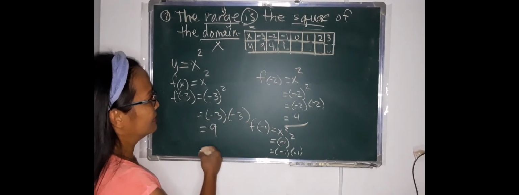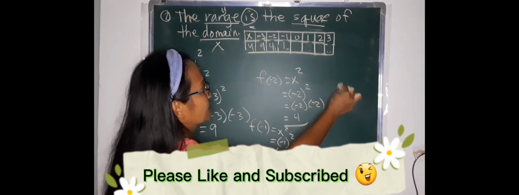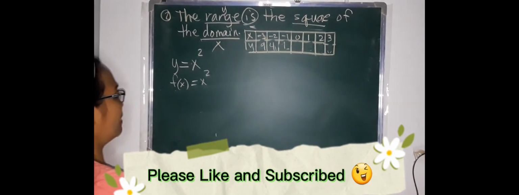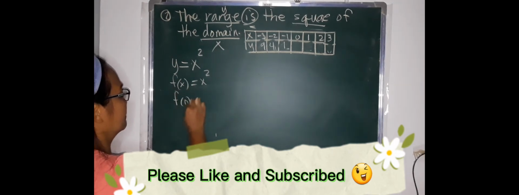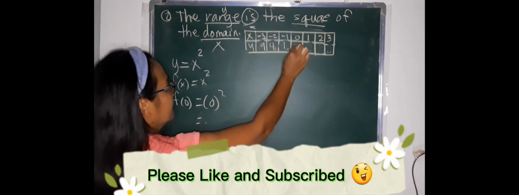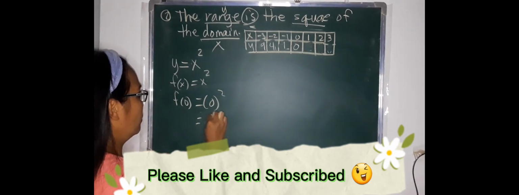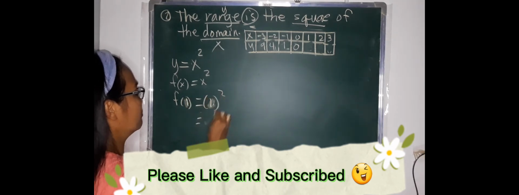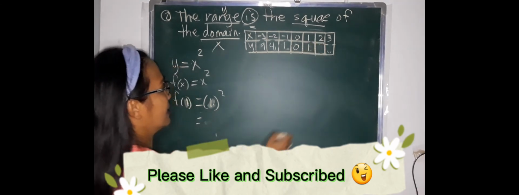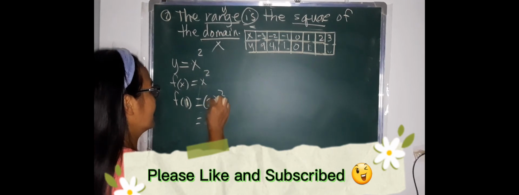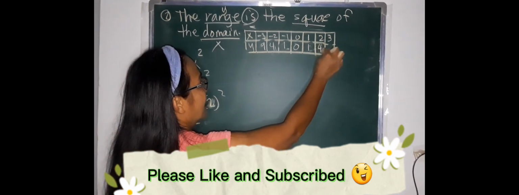So, let's try 0. 0 squared is equal to, okay, let's erase. So, f of 0 is equal to 0 squared. 0 squared is 0. Next, 1. Pag 1 to, 1 din to. So, 1 squared is 1. And then, 2. 2 times 2 is 4, the same lang siya, and then 9.